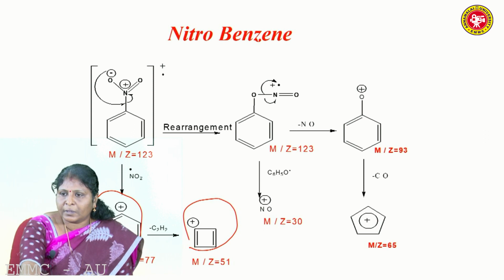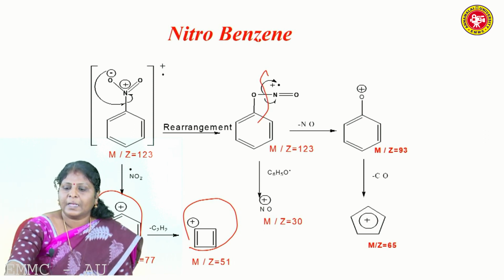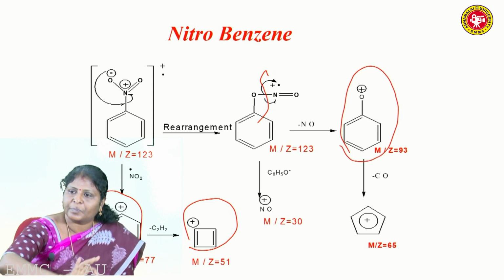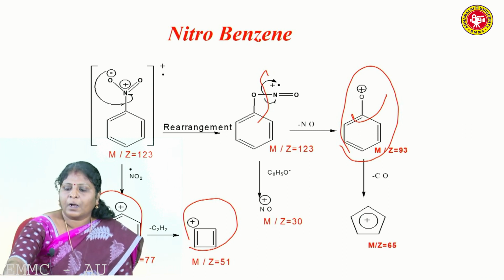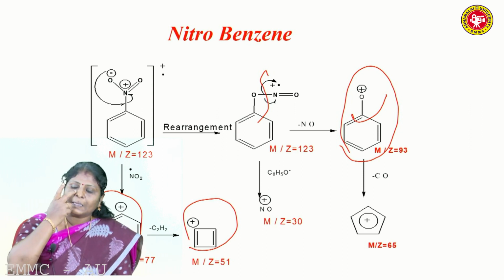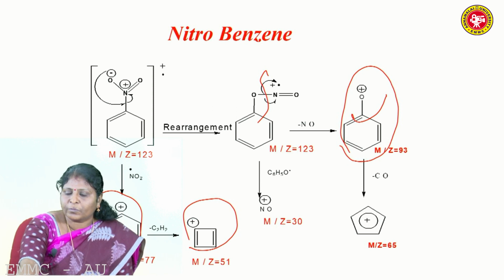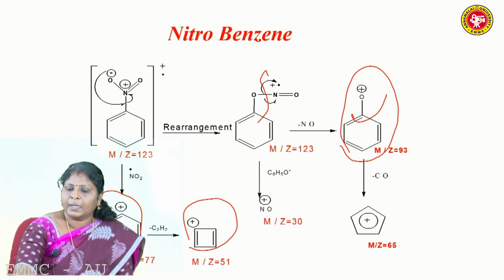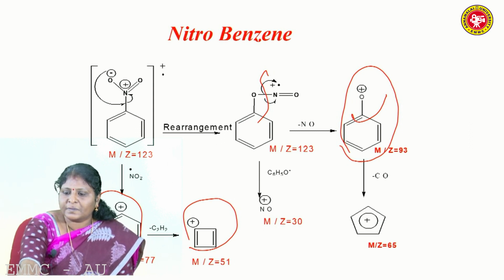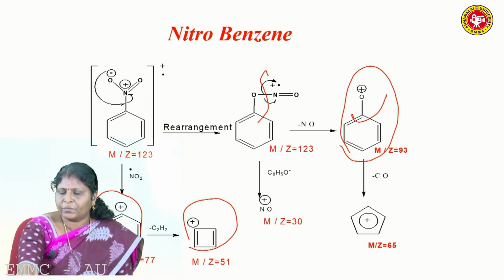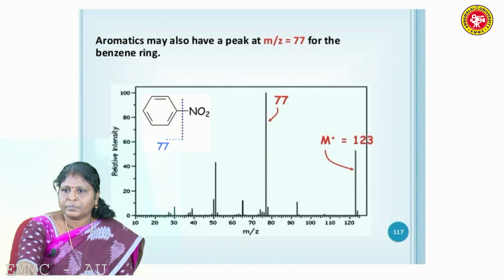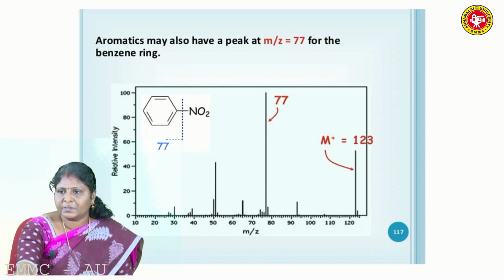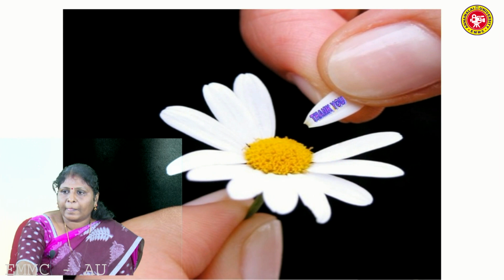That loses NO, where the fragmentation occurs, thereby this moiety is obtained at m/z 93. Afterwards, this expels a CO, and at m/z 65 we get the cyclopentyl cation. This is the preferable fragmentation for nitrobenzene. In the mass spectrum of nitrobenzene, we can expect peaks corresponding to m/z 65 and m/z 93. A small peak you can expect at m/z 51, if the molecule follows this fragmentation mode. This is the mass spectrum of the nitro compound. The molecular ion peak appears at 123 and the base peak appears at 77, that is due to the phenyl cation. Thank you.